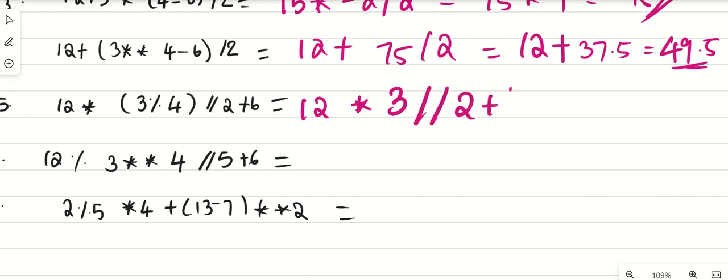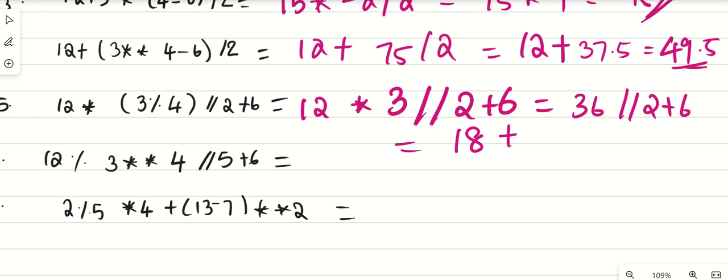3 by 2 plus 6. 12 3s are 36. 36 by 2, 18. 18 plus 6 is nothing but 24. 12 mod 3. Here you have to divide and find. 12 mod 3 is 0. 0 raised to 4 is 0.